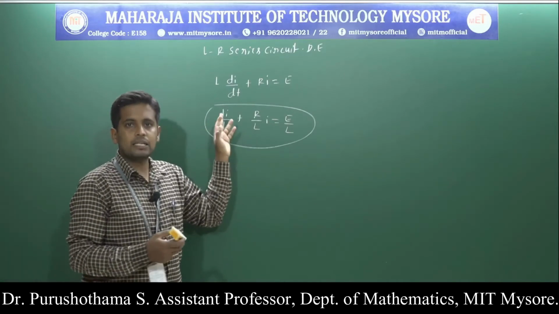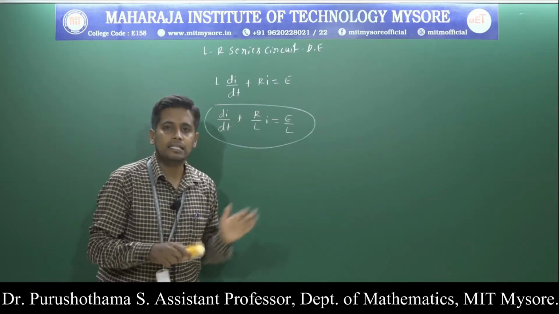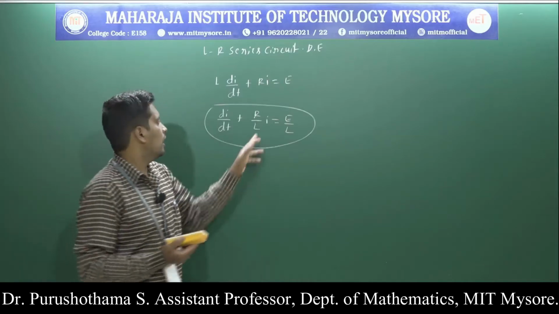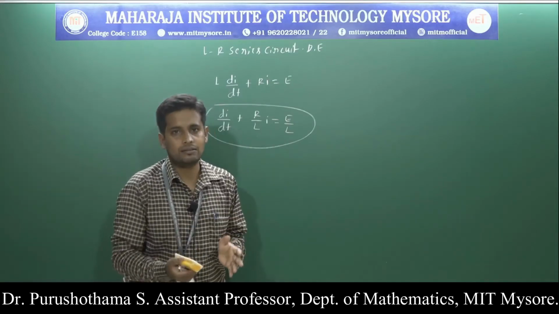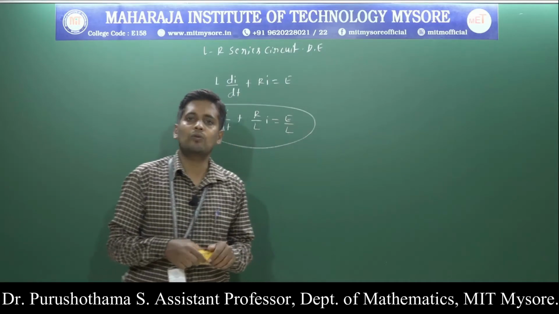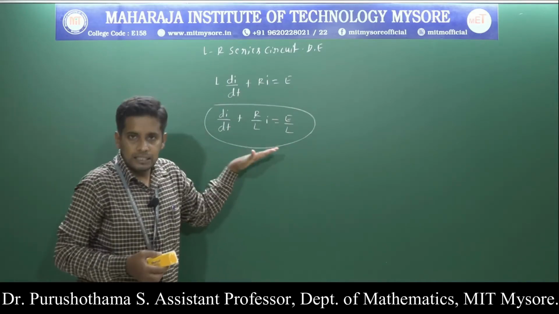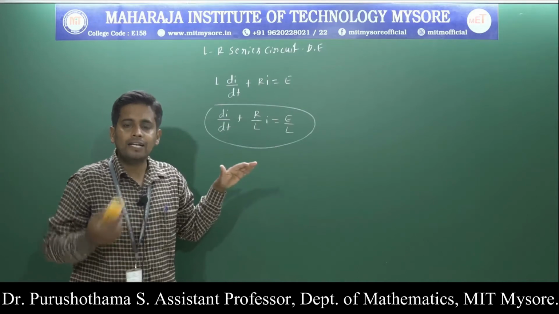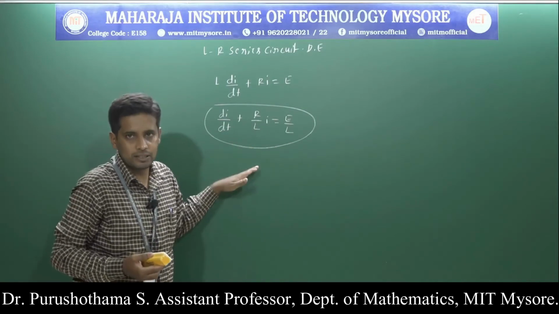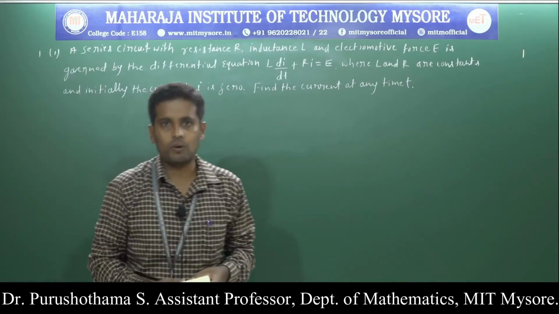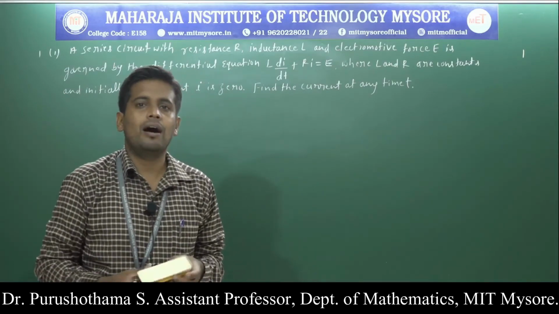In this equation, I equals current in the circuit, R is resistance in the circuit, L is inductance in the RL circuit, and E is the electromotive force in the RL circuit. Using this differential equation, we can find out the current in the RL circuit or LR circuit at any time t. Now, we are going to solve the first problem in RL circuit.